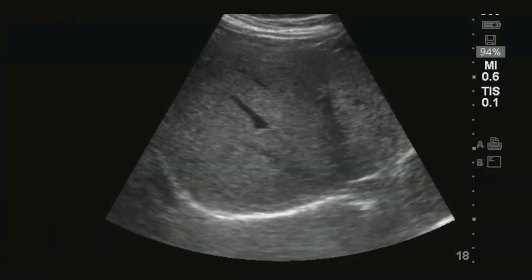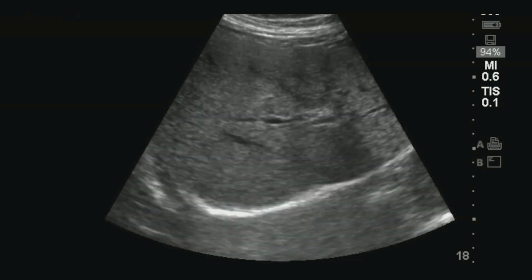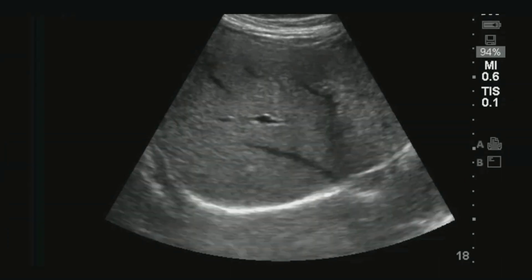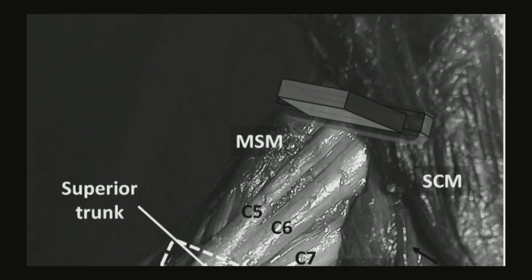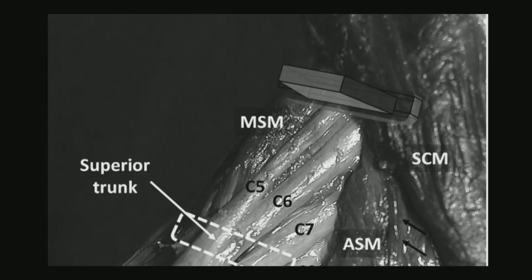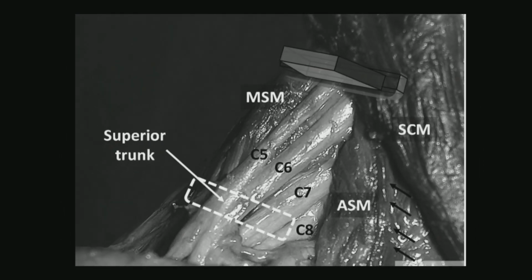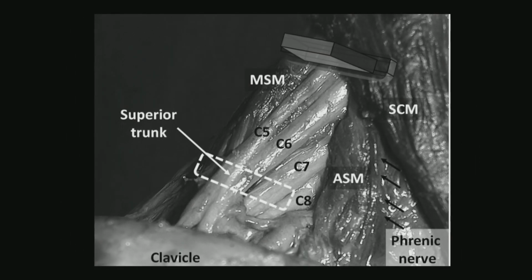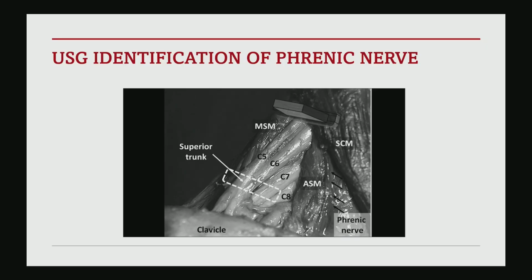As we all know, interscalene block leads to decreased or absent movement of the diaphragm. What the advocates of superior trunk block suggest is, when I do a block at the C5 level, the phrenic nerve is too close. So instead of doing an interscalene block, you move the probe caudad, so that the distance between the phrenic nerve and the ultrasound probe increases, so there is decreased chance of involvement of the phrenic nerve. So this is about superior trunk block.